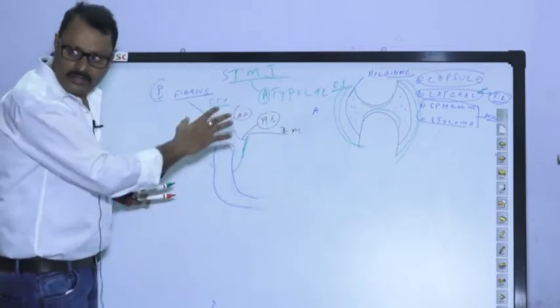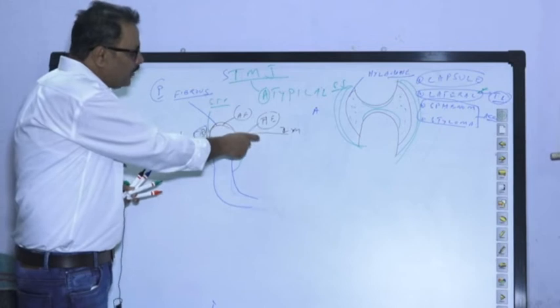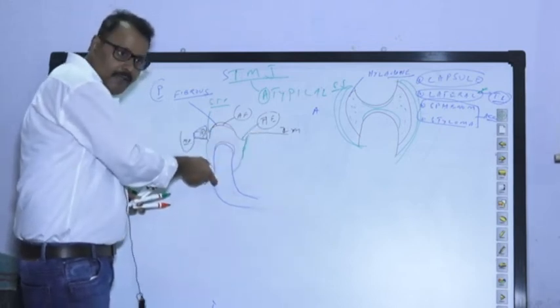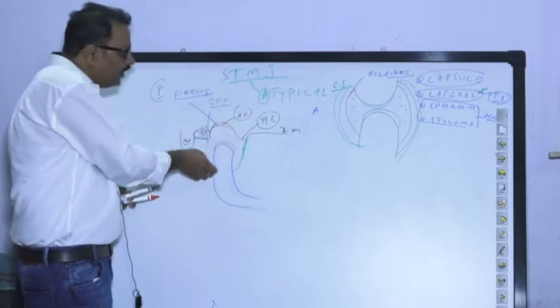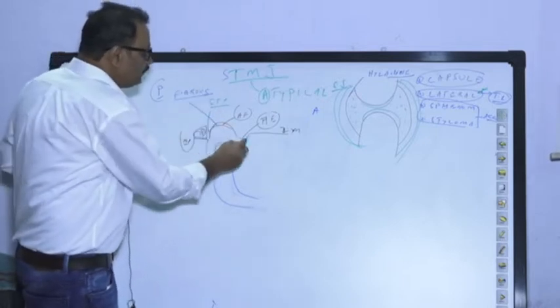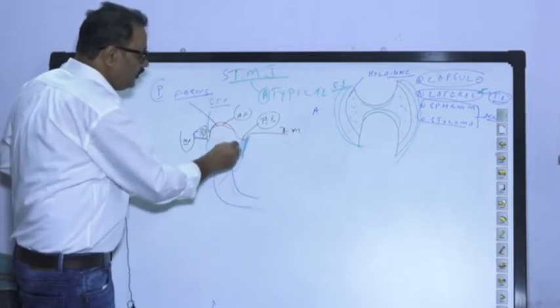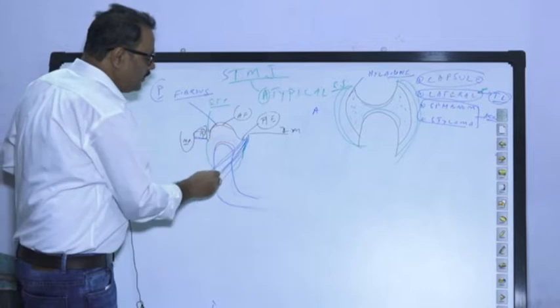Where will it go? Downward, attached to the articular tubercle, and where will it come? Near the neck of the mandible, on the posterior surface of the neck of the mandible, and this will come like this and it goes downward and backward.